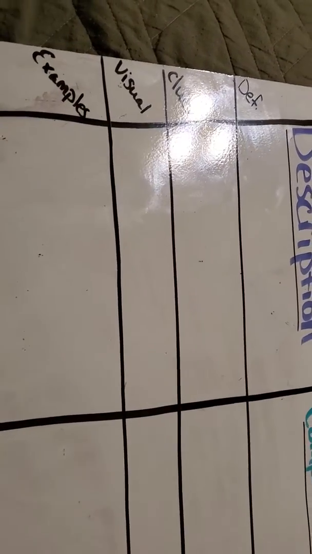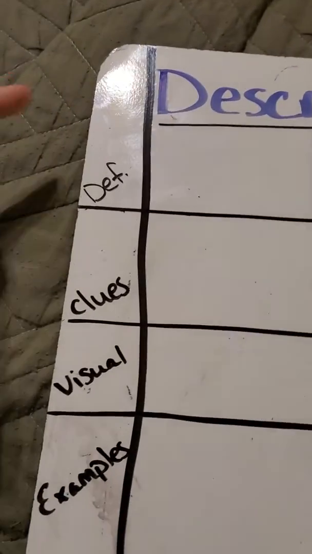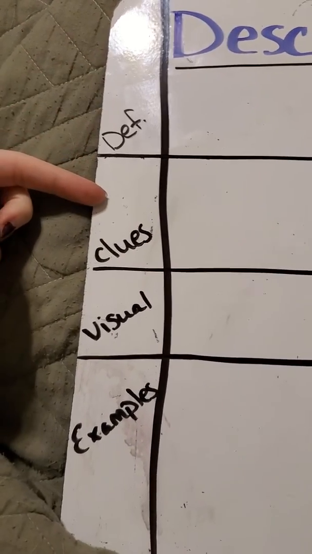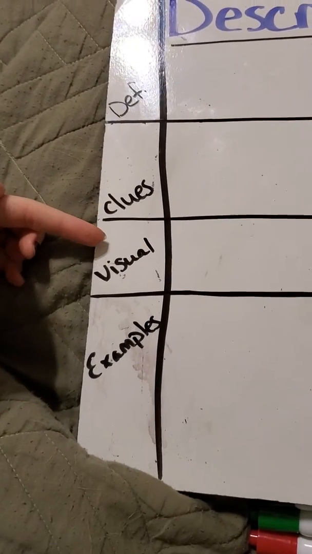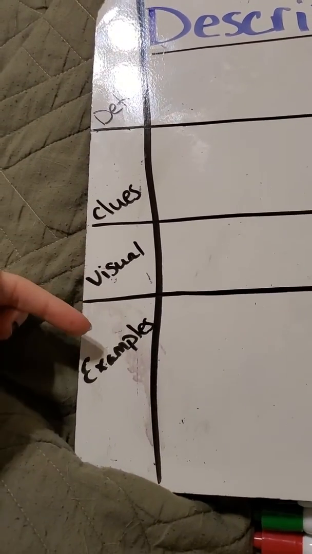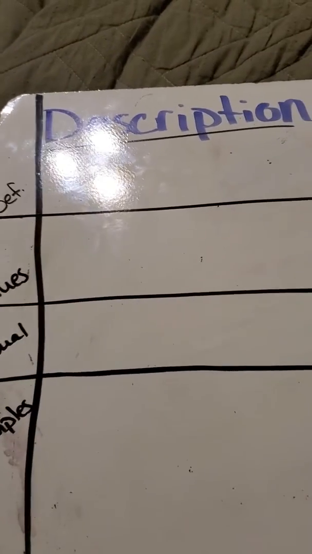Good morning. So we're going to be talking about types of informational text structure. For each one, we're going to do the definition, some clues to look out for, what the visual aid would look like, and your examples. So we're going to talk about description first.